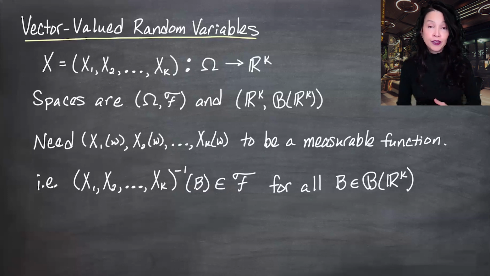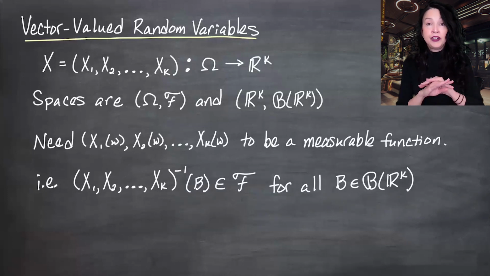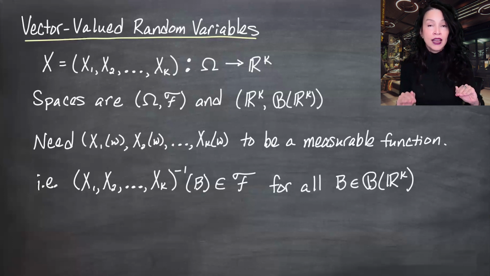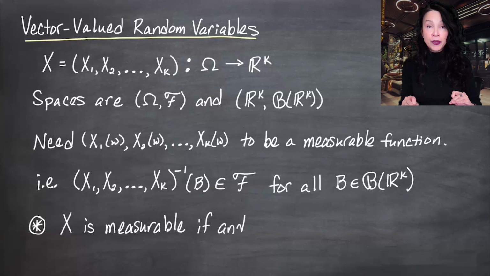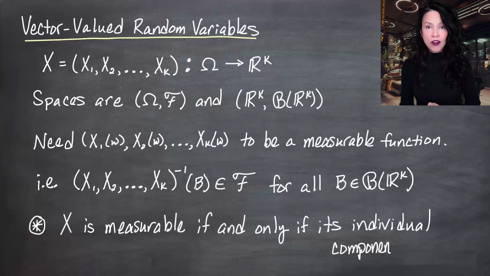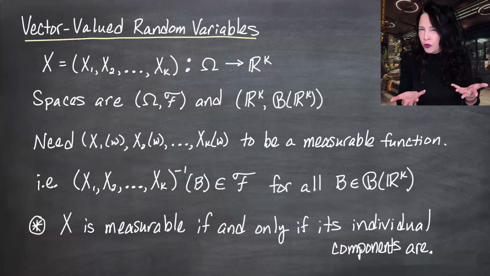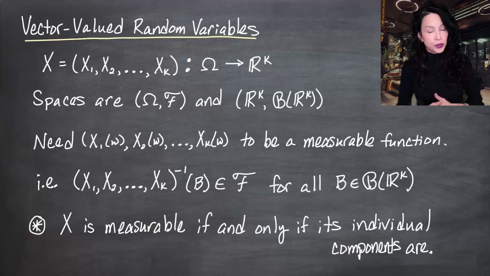We did, in fact, prove last time that a vector-valued random variable is, you know what? We don't even need random variables for this statement. A vector-valued function is measurable if and only if its components are. So in this case, a random vector is valid, because the words random vector already include measurability, if and only if the individual components are random variables.